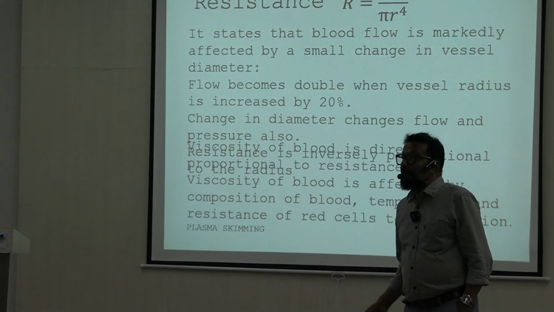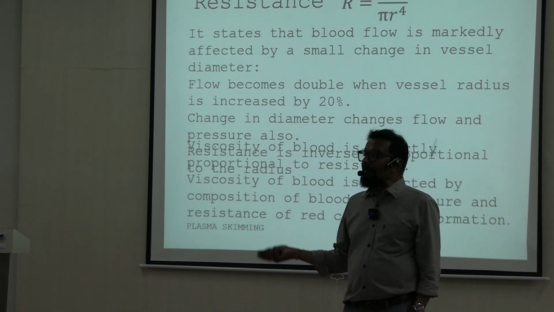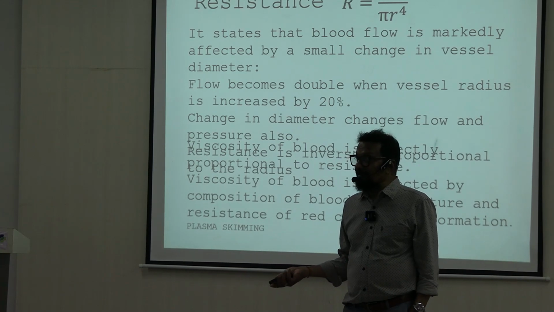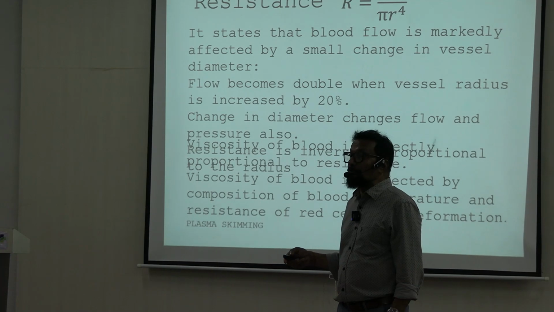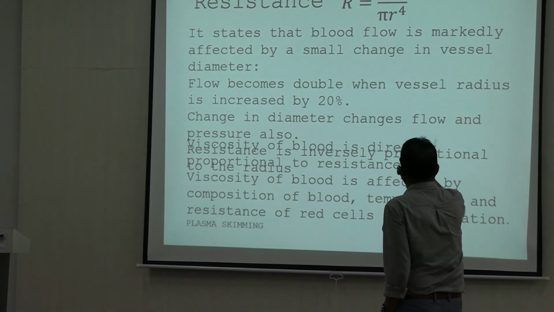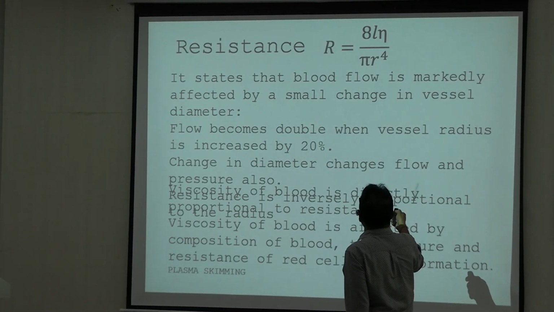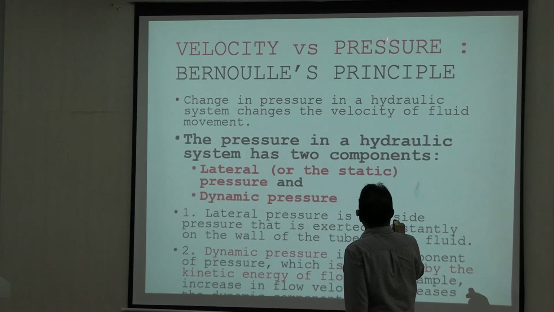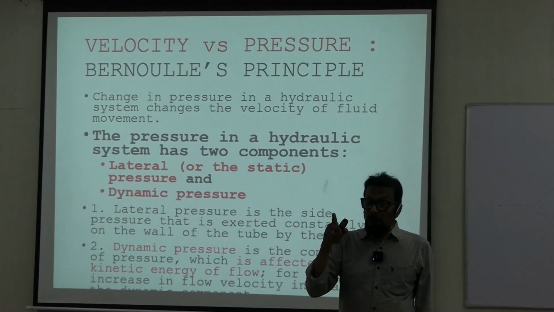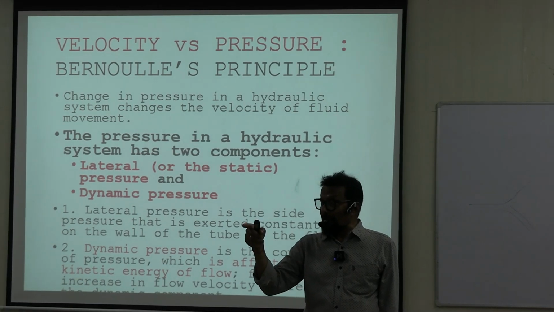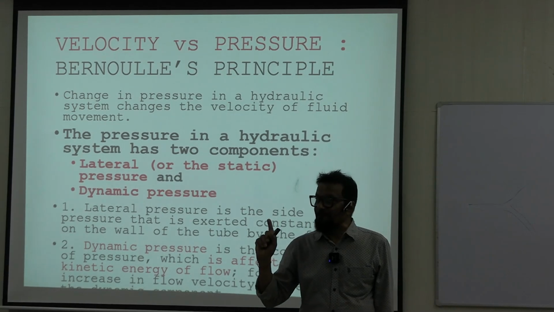Another thing is blood cells, already discussed. In polycythemia and in anemia, what happens to viscosity? In anemia, viscosity is less. In polycythemia, viscosity is more. If viscosity is more, resistance will be more. If it is less, resistance will be less. So these are the relationships. This question comes: relation of polycythemia or anemia to resistance.